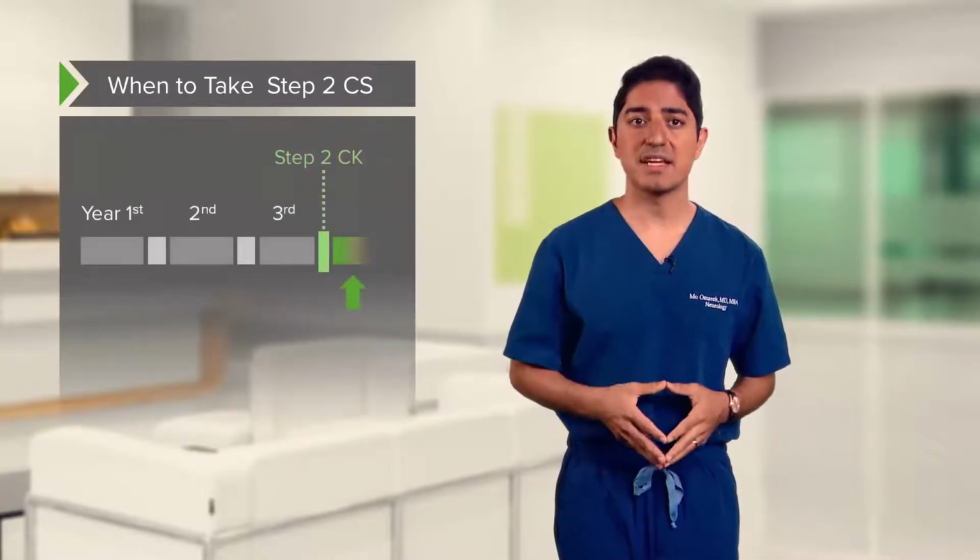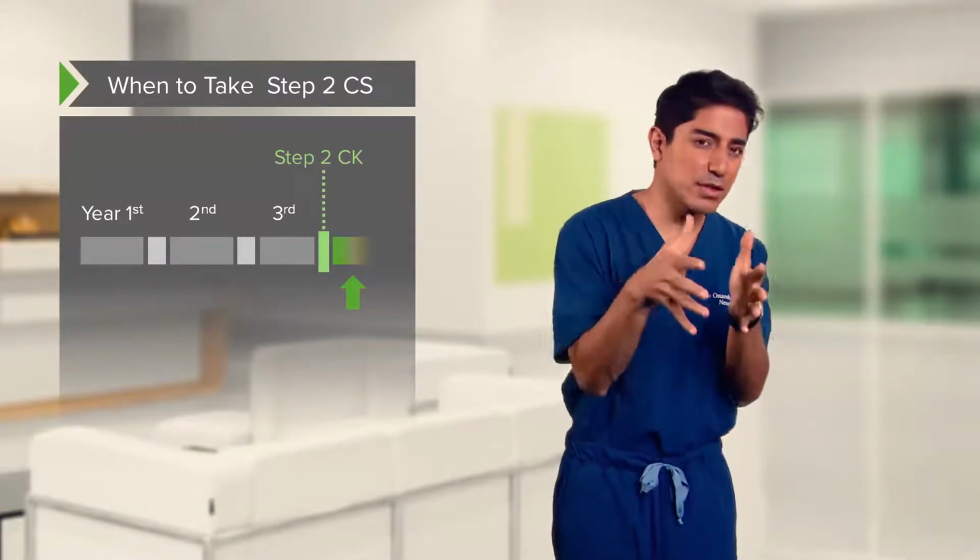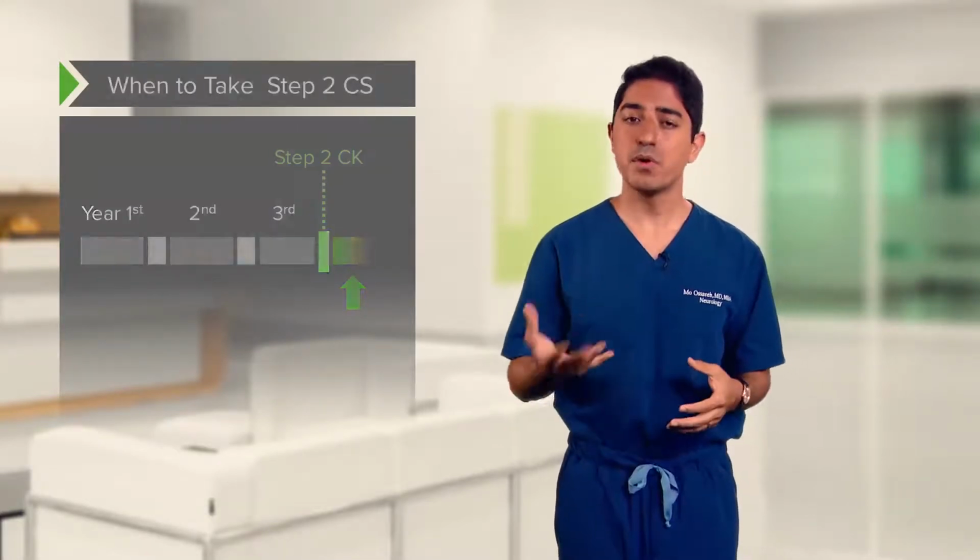Well, you should take Step 2 CS shortly after you take CK, or at least as close to it as you can. Most students give themselves roughly just 1 week to study for the Step 2 CS exam if they took the CK exam within the last month. This is actually going to work to your benefit because all of the knowledge that you studied for the CK exam is still fresh in your mind, and you can apply that to all the clinical scenarios on the CS exam.